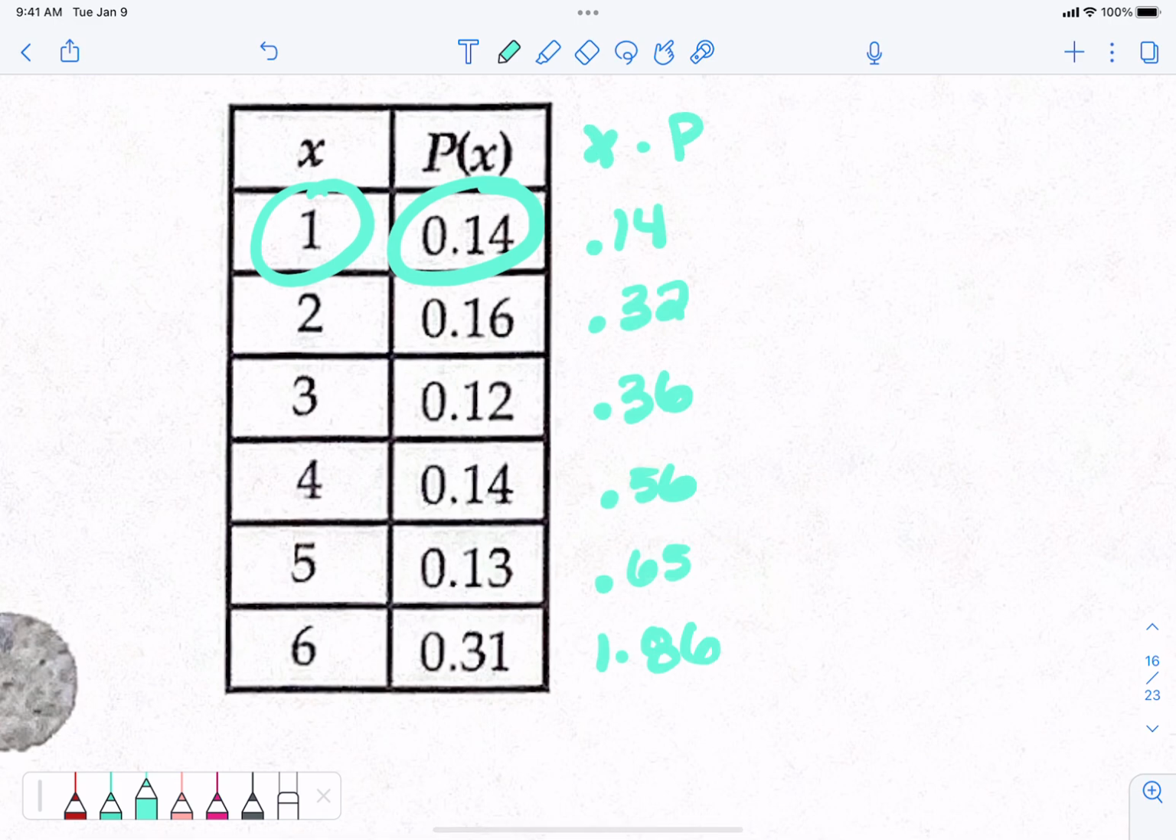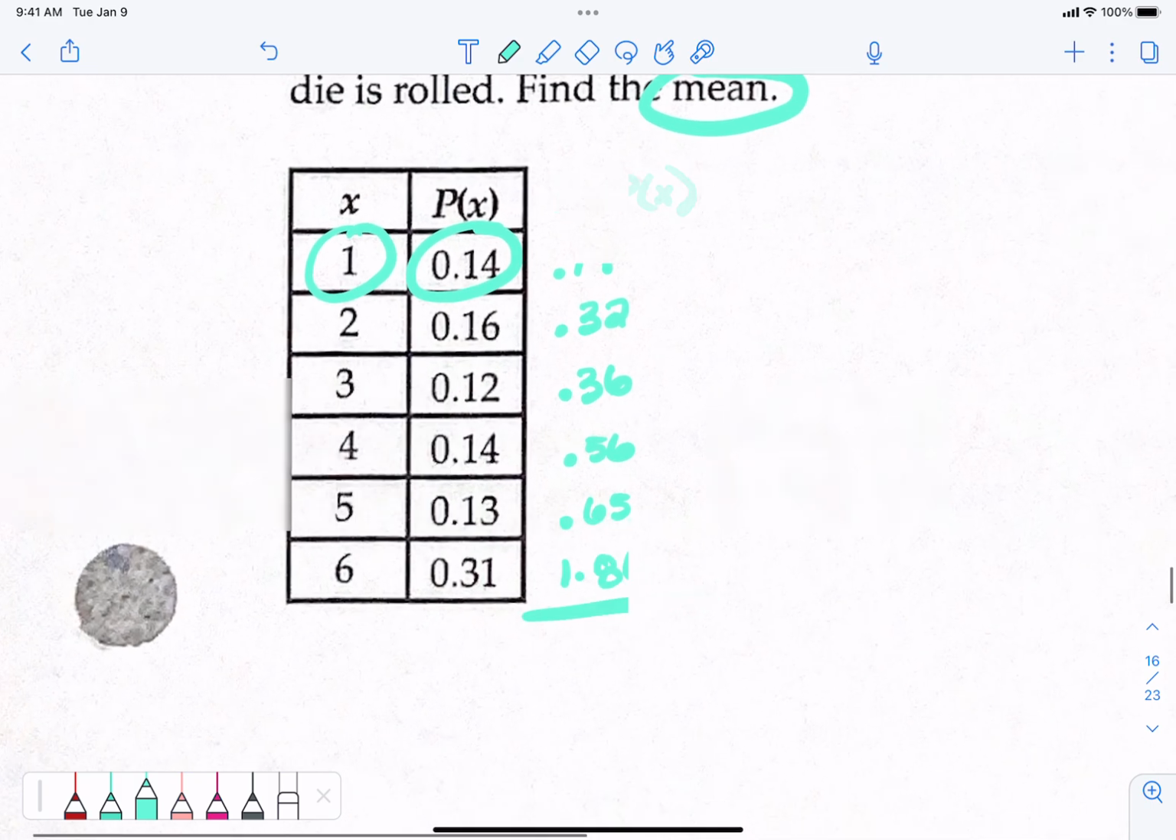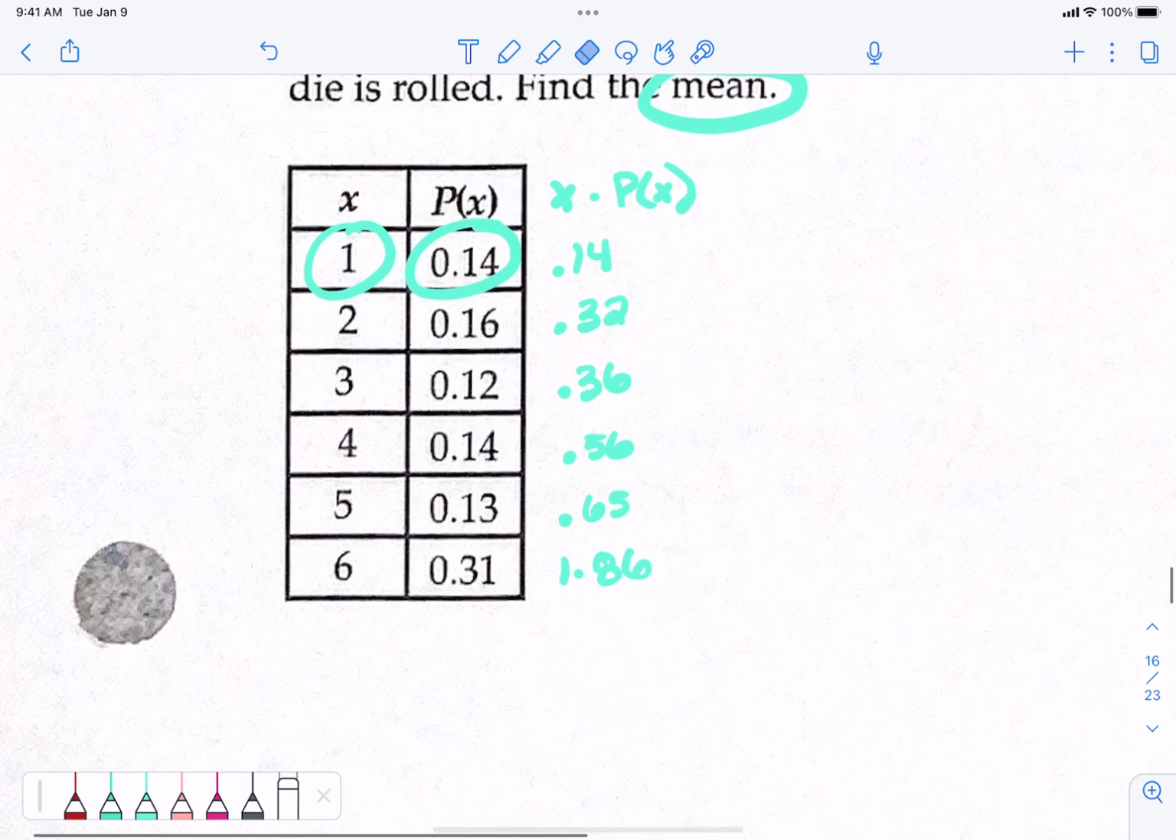X times p of x, and then we do the sum of them. That gives me the average. Add those up. 3.89. Okay, 3.89 is the average, but that doesn't make any sense.